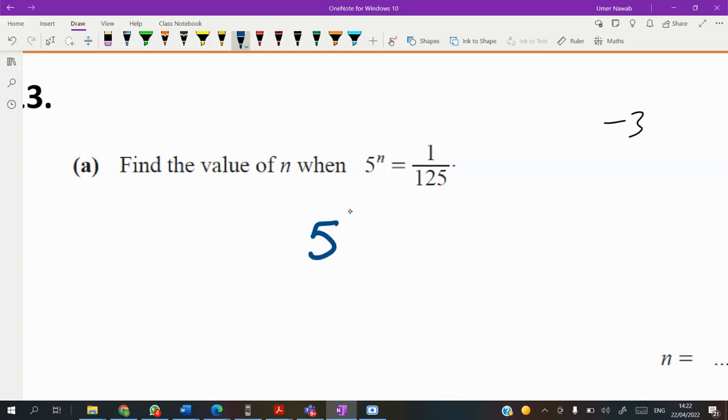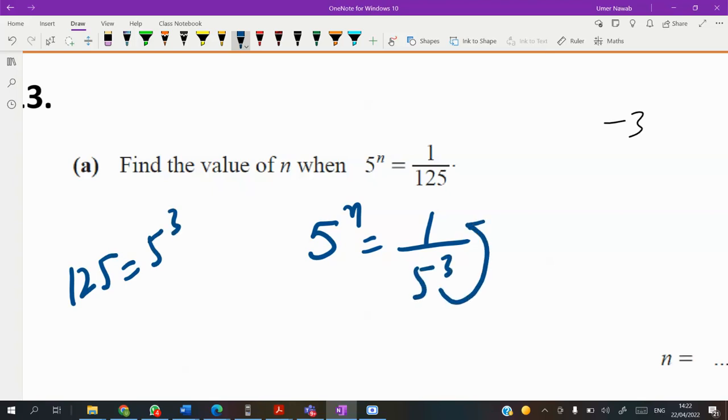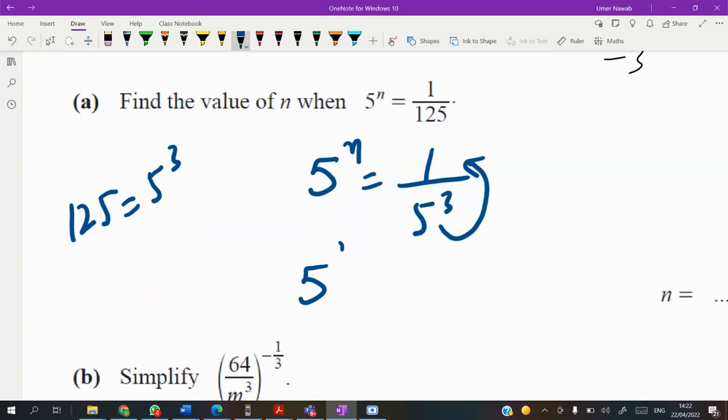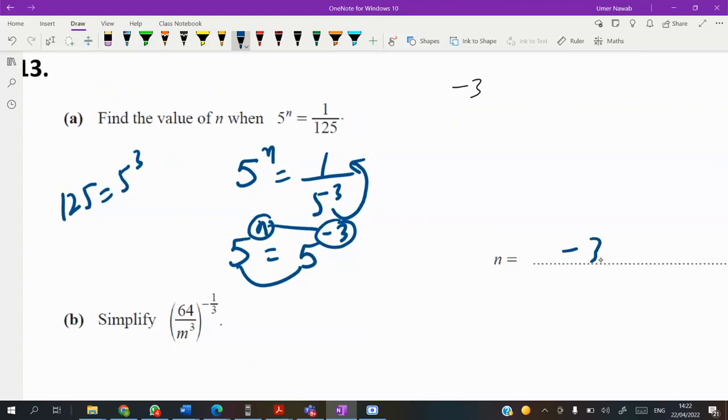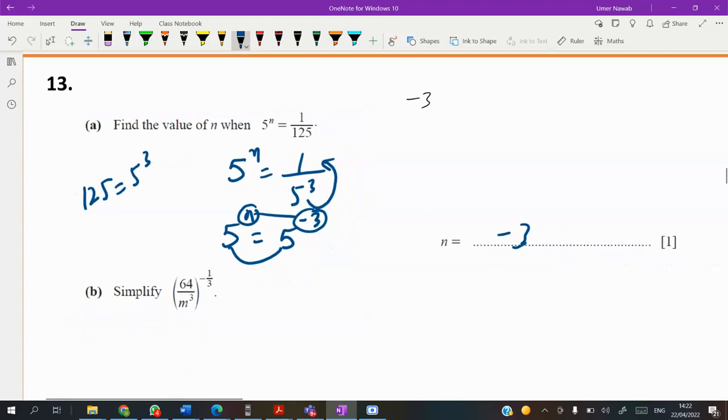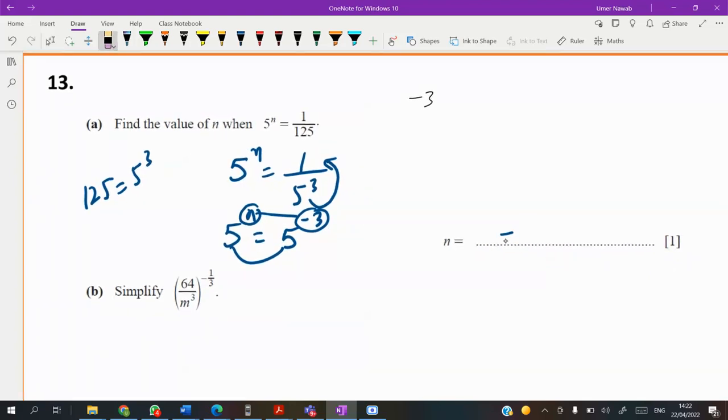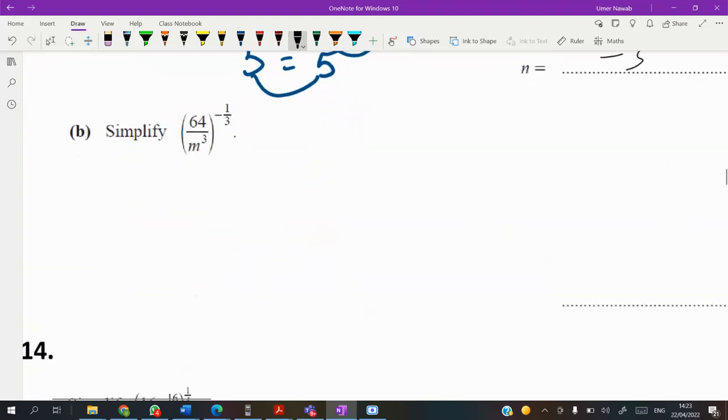The third thing, which the majority of the teachers use. This is 5 power n, and 125. Basically, it is 5 power 3. So 5 power 3, you push it to go up. You remember when you push anything to go up, its power changes the sign. So +3 changes to -3. Now bases are the same, the powers are also equal. So n is equal to -3. So any method you can choose. I think it says 2 marks or 1 mark. 1 mark, I think you can write the direct answer, which is an accuracy mark.